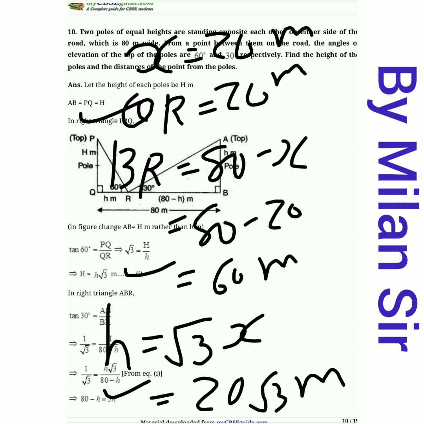So QR is equals to 20, BR is equals to 60, h is equals to 20 under root 3 meter. So at last we can write like this: the distance of the point from the poles is 20 meter and 60 meter, and height of pole is equals to 20 under root 3 meter.